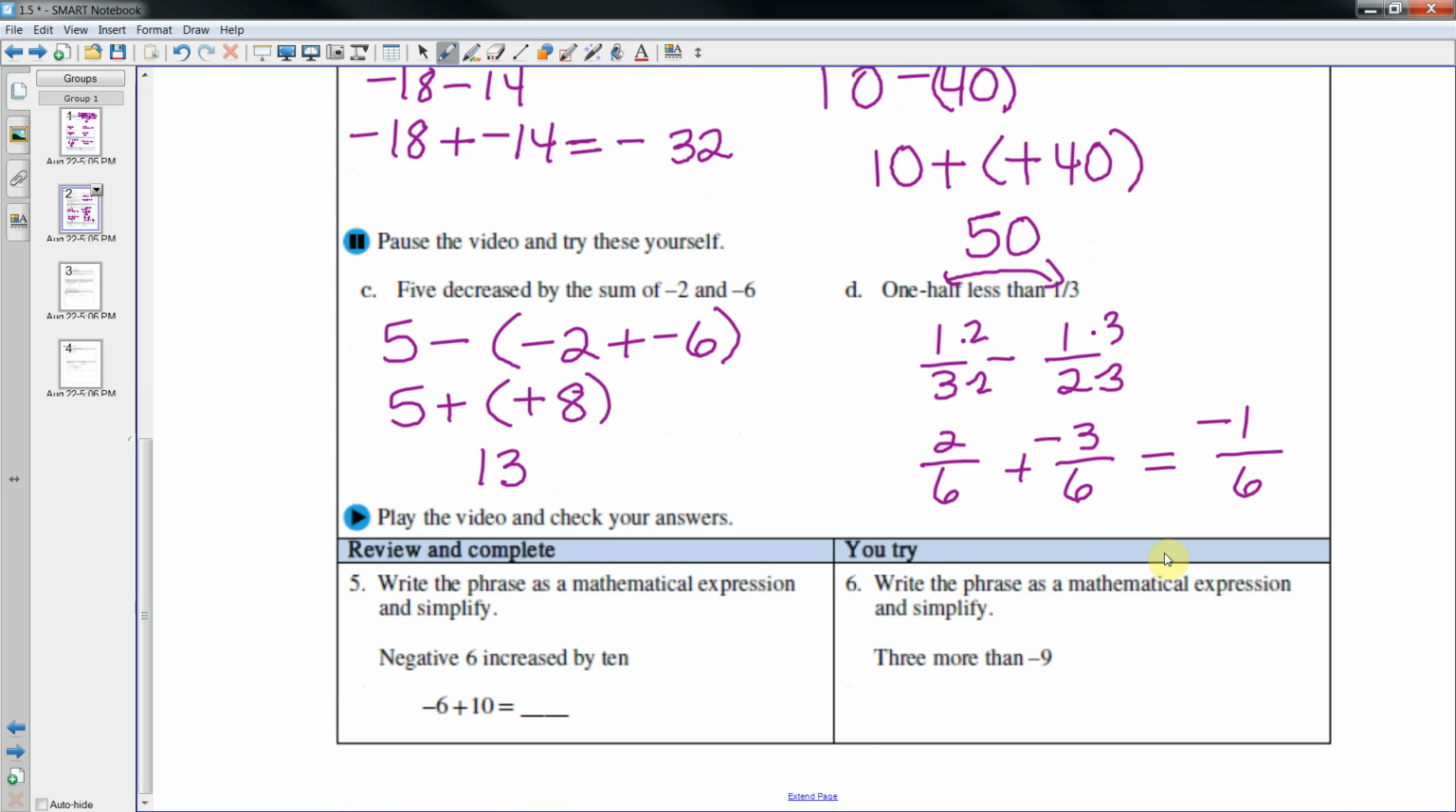3 more than negative 9. Again, I'm going to leave the one on the left for you to work out yourself. 3 more than negative 9 is 3 plus negative 9. So on this one, opposite signs. 9 minus 3 is 6. The 9 is larger, so you have a negative.